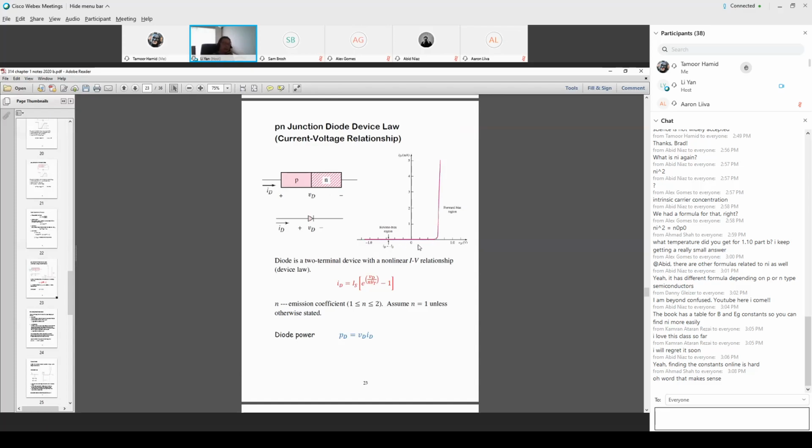It depends on the view you take. You view close to this region, or you view when the current can shoot very high. When the current shoots up, I will tell you, this current can go up to microamps to milliamps. A microamp is 10 to the minus 6 amps, a milliamp is 10 to the minus 3 amps.